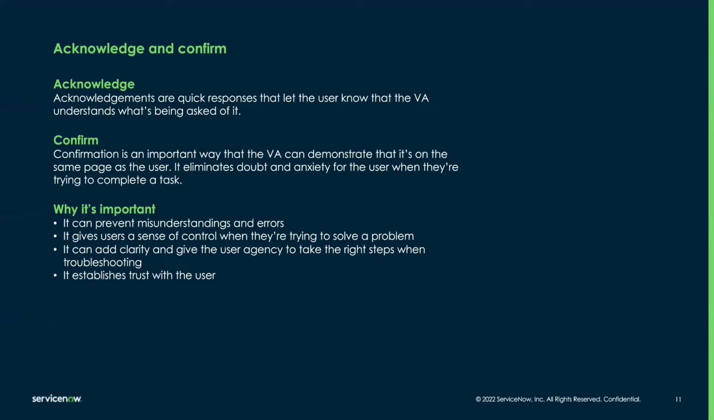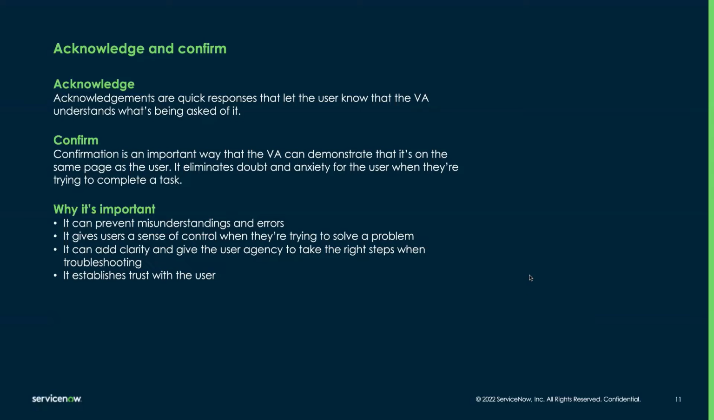Confirmation is another very key way that the virtual agent can demonstrate that it's on the same page as the user. It eliminates doubt and anxiety, and it's a way of making sure the user agrees with the virtual agent's interpretation of their input. So it can prevent misunderstanding and errors. It gives users a sense of control when they're trying to solve a problem. They can accept or deny whatever the virtual agent is telling them to do. It adds clarity, it gives the user agency to take the right steps, and it establishes trust.